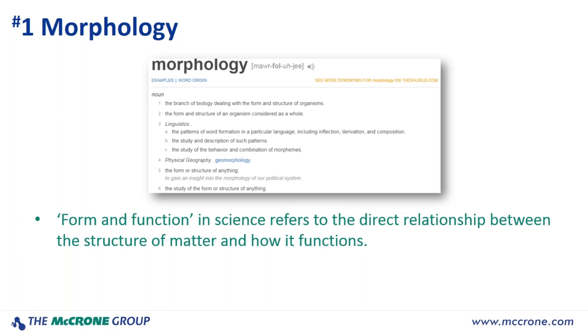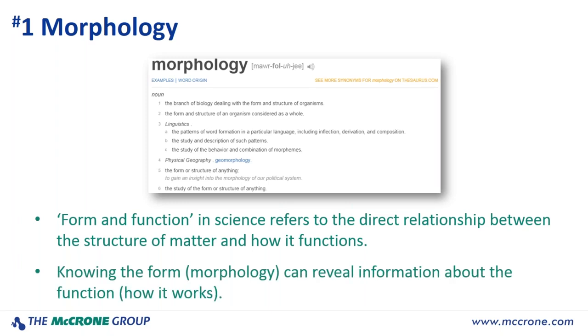Form follows function. Form and function in science refers to the direct relationship between the structure of matter and how it functions. Knowing the form or morphology can reveal information about the function or how something works. According to cell biologists, the form and shape of a body structure is related to the function of that structure.